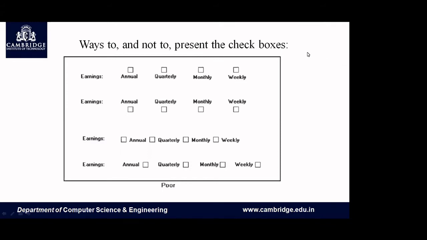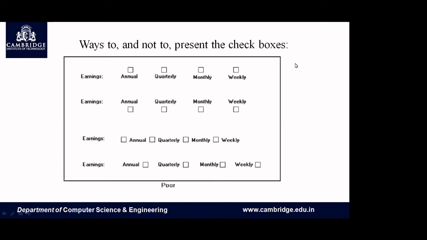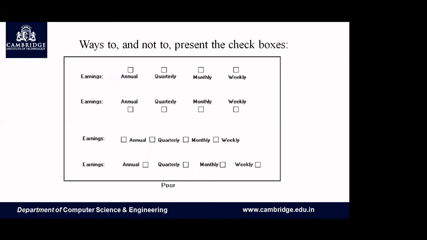Now, as we saw the different ways of presenting radio buttons, we will see the different ways of presenting checkboxes. When the earnings and the labels are in the same line, it will be confusing. When the checkboxes are below and above, it is confusing. In the third figure, you don't know which checkbox is for which label; the third line tells which checkbox is for which label. In the fourth one, again there is no proper spacing, which is confusing for the user.